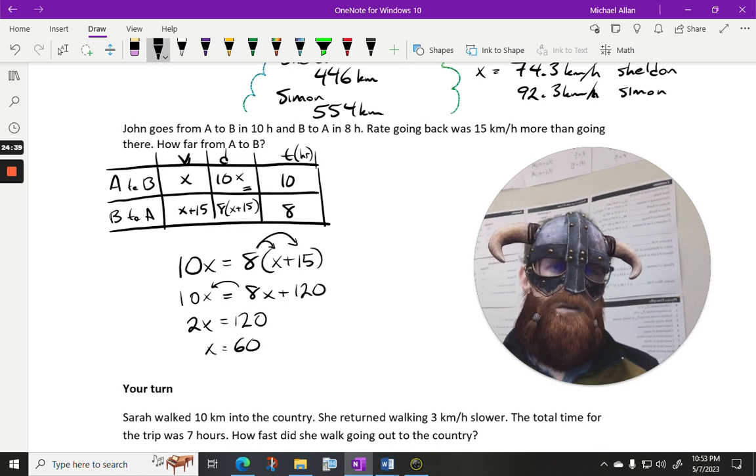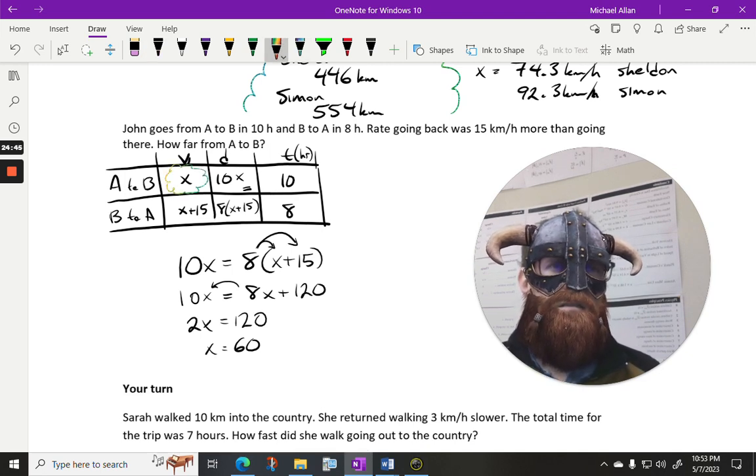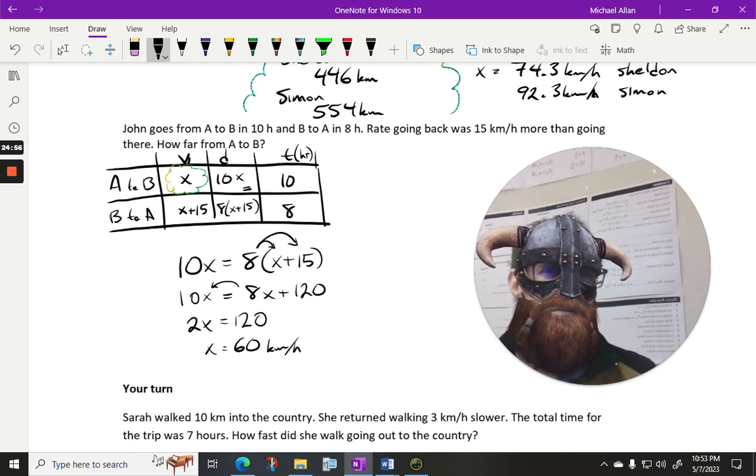60 what though? X is in this right here, so that's x. That's a speed, so whatever these units happen to be, it's going to be kilometers per hour. Okay, they didn't ask for that. It asked for the distance.